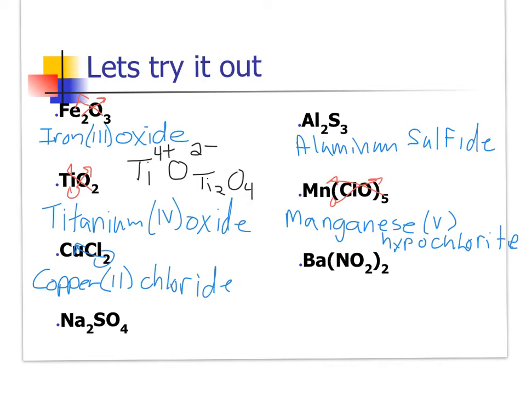Ba(NO2) with the 2 outside the parentheses. What's easier to say is that it's barium. It's not a transition metal, so no parentheses. I have a polyatomic ion, NO2. If you don't know what it is, look it up, and you then find that it is nitrite.